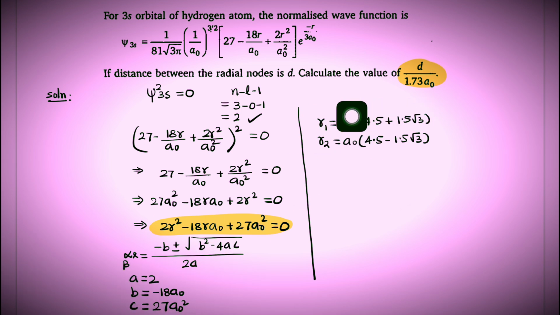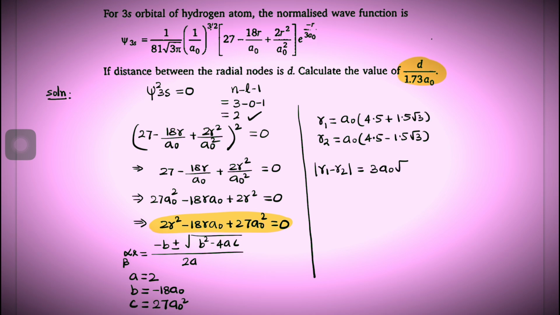Now we have to figure out the distance between the radial nodes, which will be r1 minus r2. If you figure it out, the 4.5 a naught terms will be cancelled out, so the total distance will be 3 a naught root 3. Now we can write it as 3 a naught into 1.73, since root 3 is 1.73.